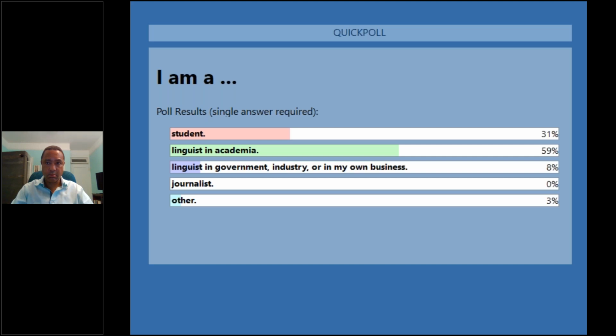So you should be able to see them now. 31% of you are students, 59% are linguists in academia, 8% are linguists in government, industry, or independently employed, and 3% of you are other.